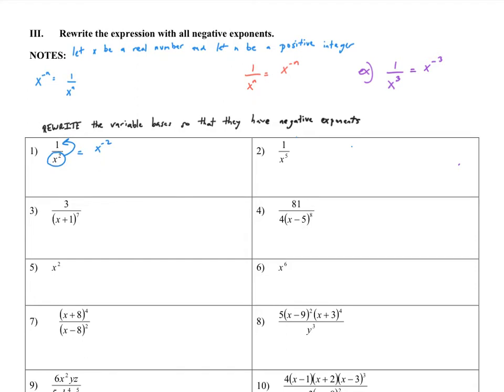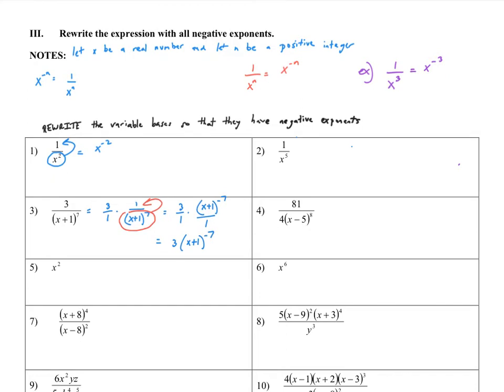For number 3, it'll be helpful to rewrite our fraction. This is the same thing as 3 over 1 times 1 divided by x plus 1 to the 7th. We're going to take the x plus 1 to the 7th, move it into the numerator, and make the exponent negative. So if we do that, we'll get 3 over 1 times x plus 1 to the negative 7 over 1. Now we can multiply to get our final answer: 3 times x plus 1 to the negative 7th.